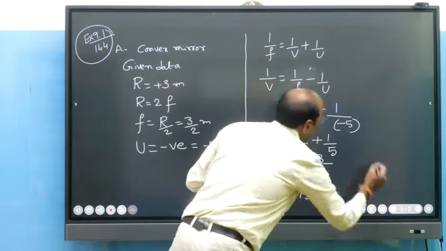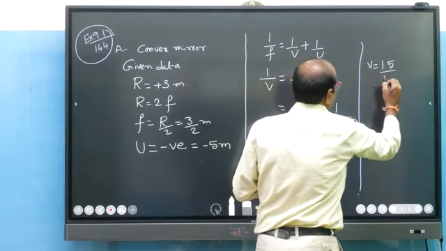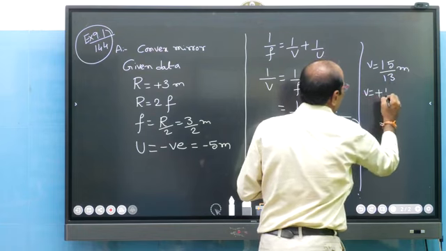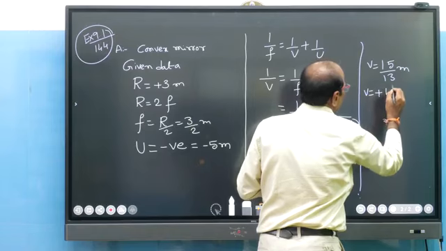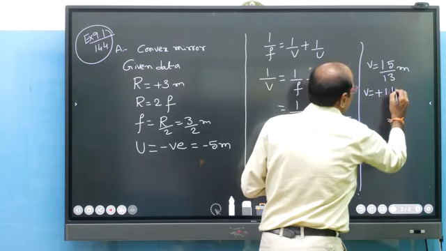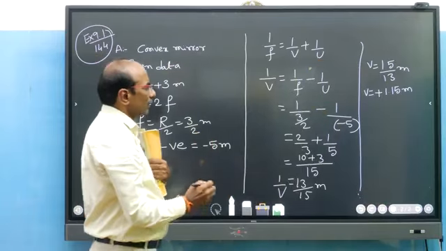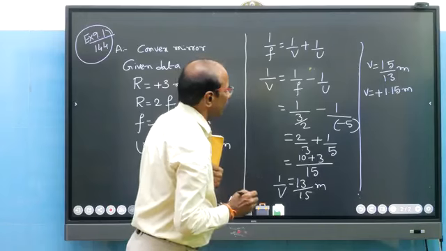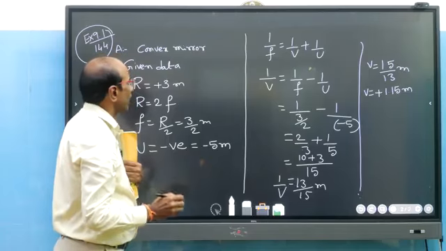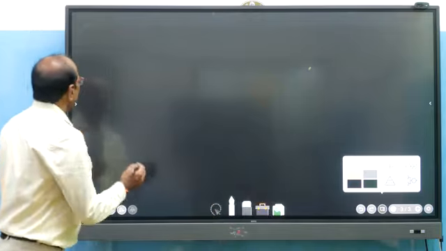From this, V equals 15 by 13 meter, which is plus 1.15 meter. So position of the image is plus 1.15 meter from the pole of the mirror. Next, nature of the image you have to find.